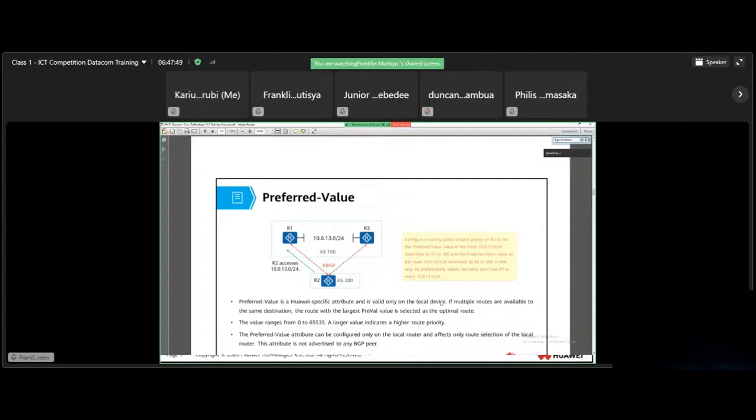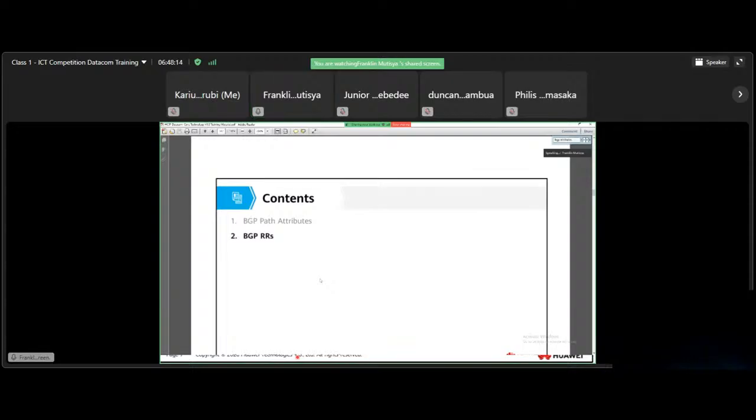Then you have preferred value. Preferred value is usually a Huawei-specific attribute. This one is not found on Cisco or any other vendor. This one is for Huawei. It is valid only on the local device. It is not sent out to other peers or outside equipment. It is only used within the local device to determine exit points on that particular device. So those are the BGP attributes.